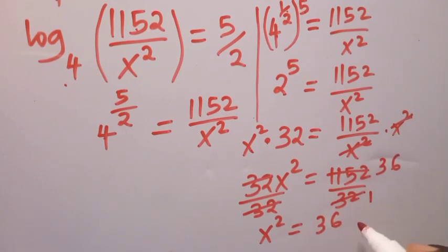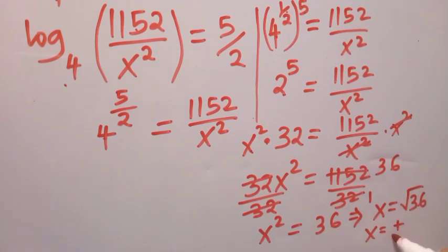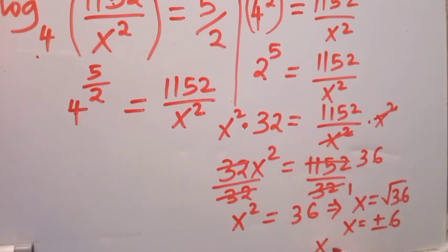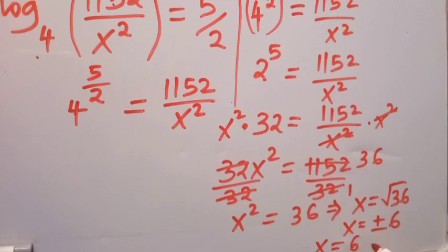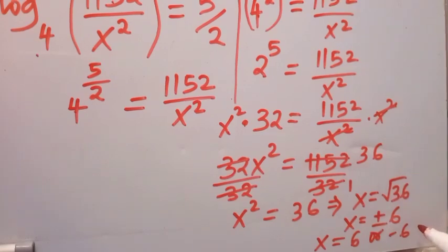Now this implies that our x will be the square root of 36, and the square root of 36 is plus or minus 6. Therefore, the value of x is either positive 6 or negative 6. That is positive 6 or negative 6. Those are the two possible values of x.